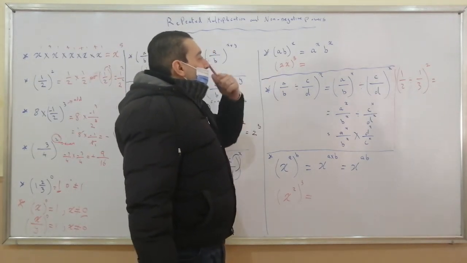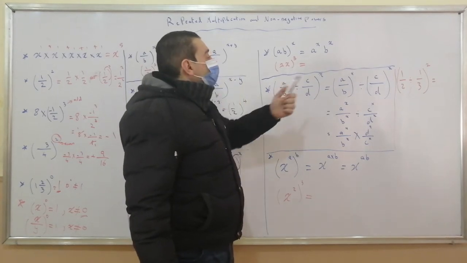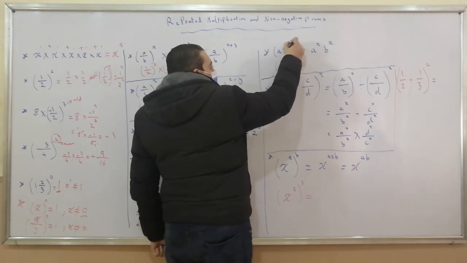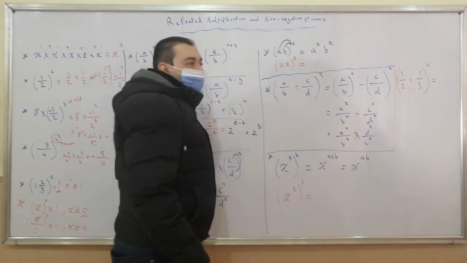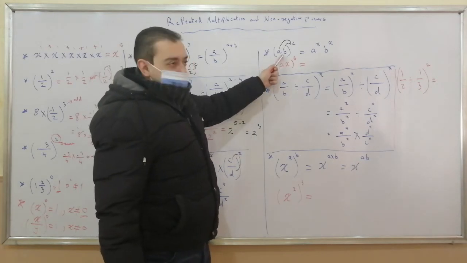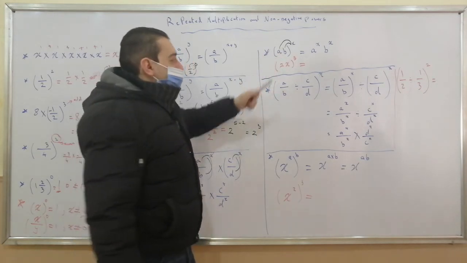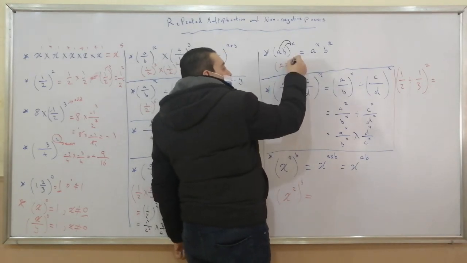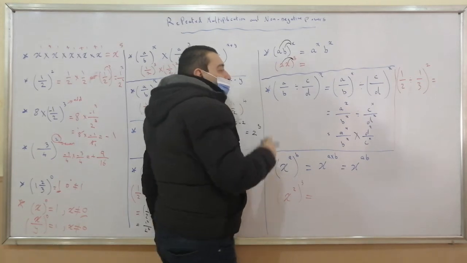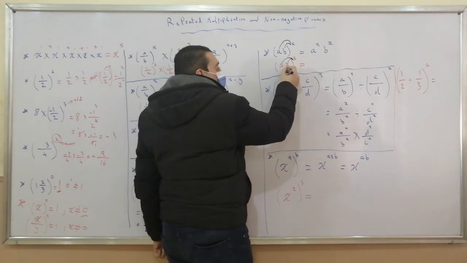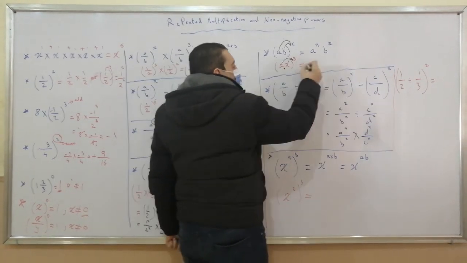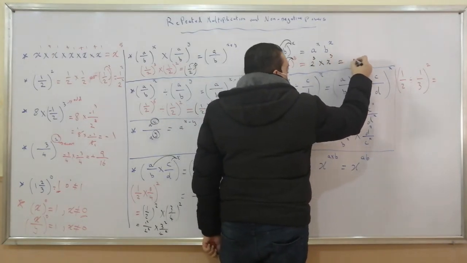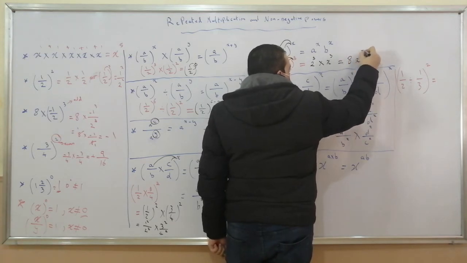Another rule, ab all power x equals a power x, b power x. This means that we are going to distribute the power over all the factors inside the bracket. ab here means a times b. Then, for example, 2x all power 3, we are going to distribute the 3 here over the 2 and over the x. Since here we have a multiplication operation, this means 2 power 3 times x power 3, which is 8x power 3.